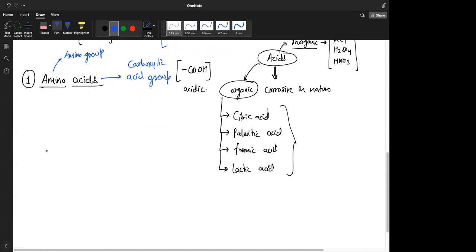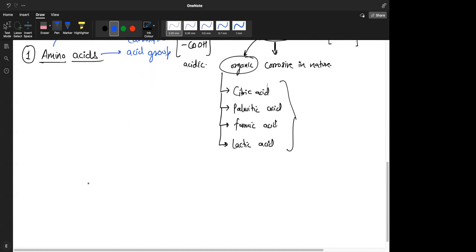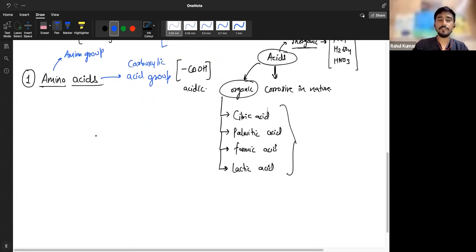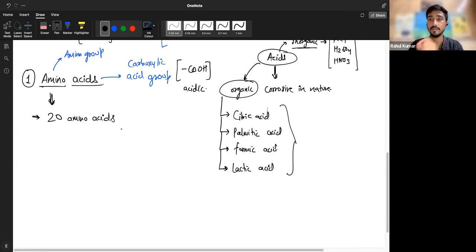So let's make a structure of an amino acid, every amino acid, regardless of which amino acid it is. How many amino acids do we have? First, let's write down certain facts. There are 20 amino acids in our body which make all our proteins. A protein is nothing but an amino acid chain.